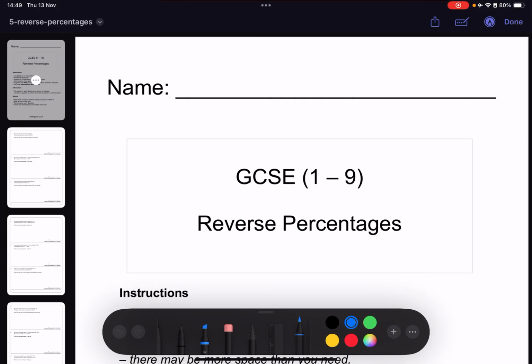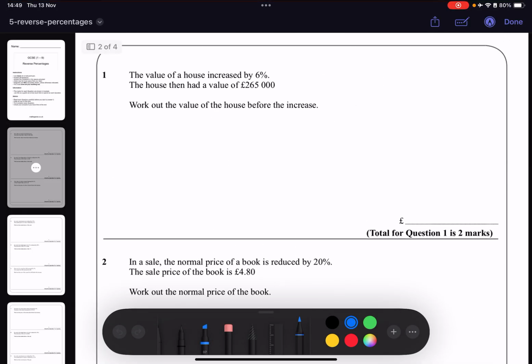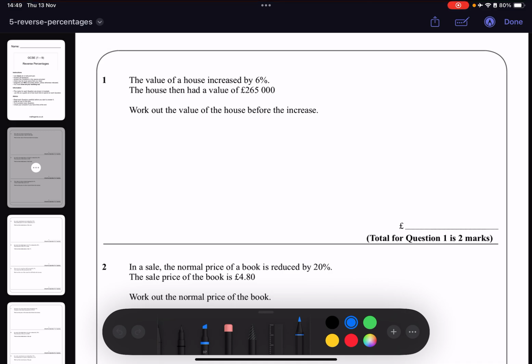As requested, we're looking here at reverse percentage changes. So let's go straight to it. It tells us that the value of a house increased by 6%. The house then had a value of £265,000.